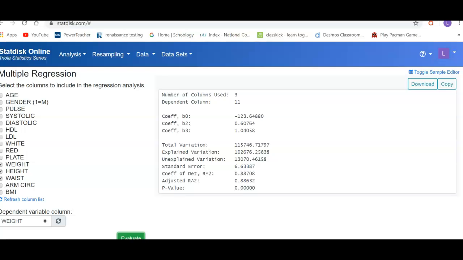Now when we look at this evaluation, the coefficients are very similar to our line that we have. The b sub 0 is our intercept. The b1 and the b2 go with our variables, so this actually goes to the height and the waist. Let's go back and write this equation, then we'll come back to StatDisk and look at this some more.